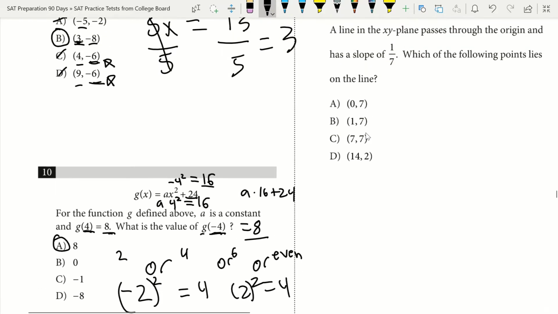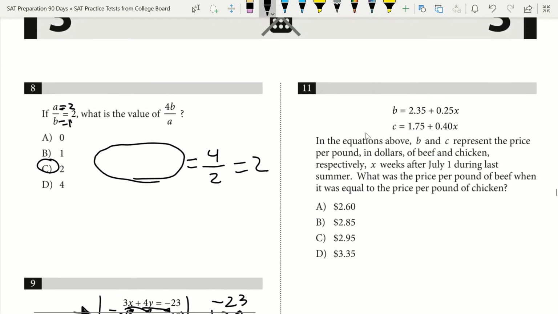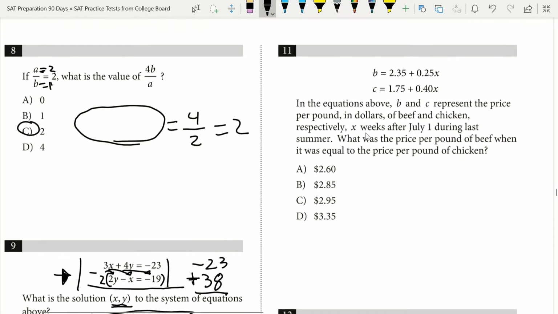All right, number 11. We've got two equations stacked up, but in this case we have a word problem, so we might not be using any addition and subtraction rules, but we'll see. The equations above, B and C, represent the price per pound in dollars of beef and chicken, respectively, x weeks after July 1st during last summer. What was the price per pound of beef when it was equal to the price per pound of chicken? Okay, what we have to do is set these two equations equal to each other because we're asked for the price per pound of beef when it's equal to the price per pound of chicken. Right, so the price per pound of beef is B and the price per pound of chicken is C, and they have to equal each other.